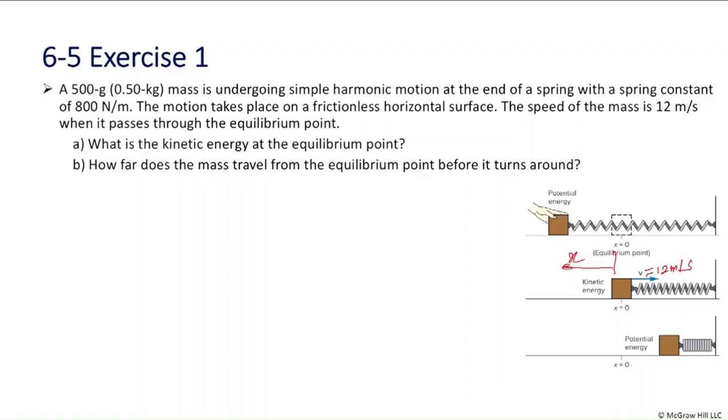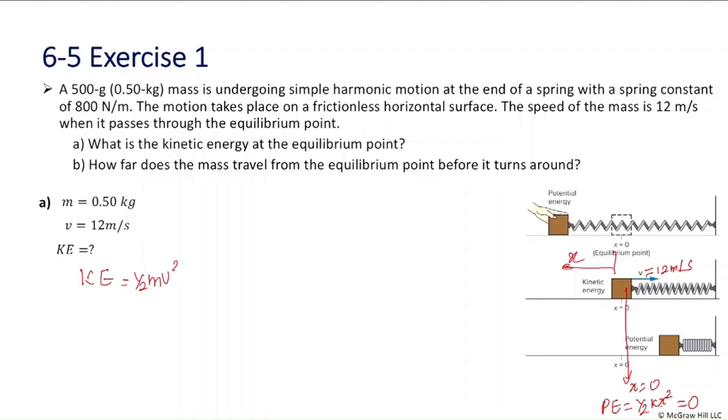Alright, let's do it step by step. Now these are the parameters given: mass and the speed at the equilibrium point. Now at the equilibrium point, all of the system's energy is kinetic energy, since the spring is neither stretched nor compressed. So at this equilibrium point, x is 0. Therefore, potential energy, here is elastic potential energy, half kx squared, right? If x is 0, then elastic potential energy is 0. Therefore, at the equilibrium point, we have only the kinetic energy, which is half mv squared, right?